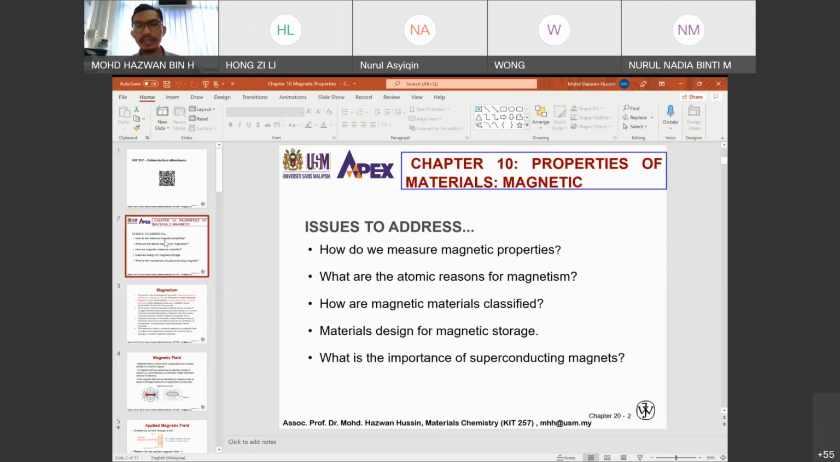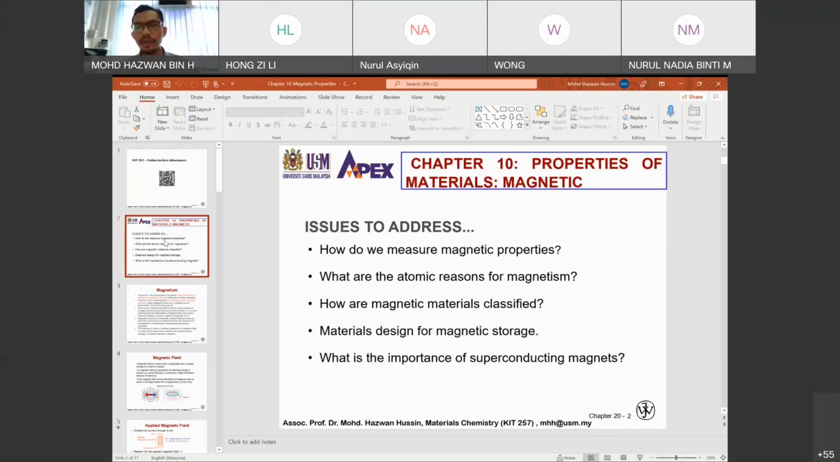And what are the atomic reasons for magnetism? How can materials exist as magnetic materials? How are magnetic materials classified? So you have different types: diamagnetic, paramagnetic, ferromagnetic, ferrimagnetic, and so on. And materials designed for magnetic storage. Magnetic storage has been used for various kinds of applications, for example speakers, bells, and so on. So all these actually need the so-called magnetic storage properties.